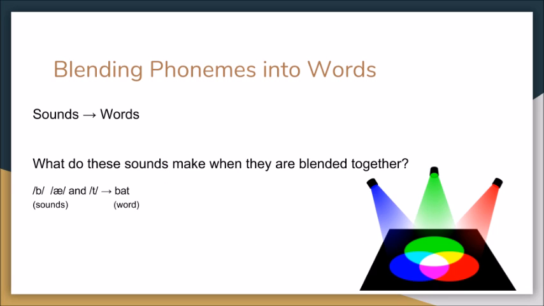Blending phonemes into words. At this level of instruction, we're teaching phonemes based on transitioning from sounds to words. One way to do this is to ask the student, what do these sounds make when they're blended together? B, a, t. The child demonstrated the ability to blend if they tell you bat. If the child struggles, it would be beneficial to continue use of manipulatives to represent the sounds.